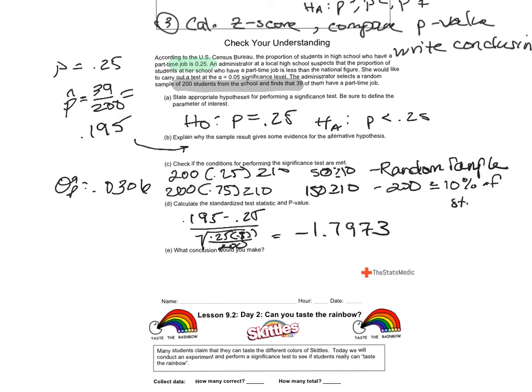What conclusion can you make? Well, the p-value, if I go ahead and find the p-value, I come down here to my trusty table, my p-value for negative 1.79, negative 1.79, so we're on this line, and that's this last one down here, 0.0367.